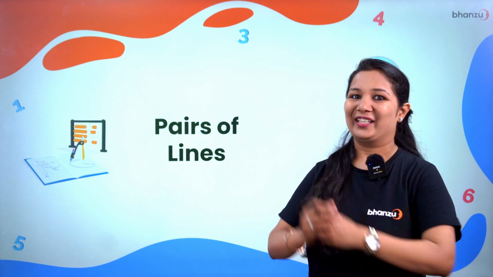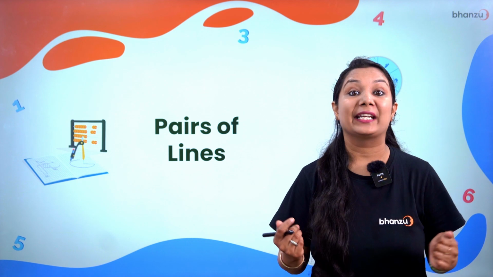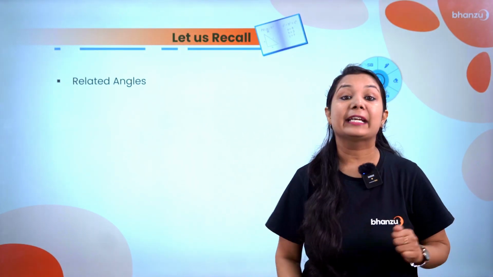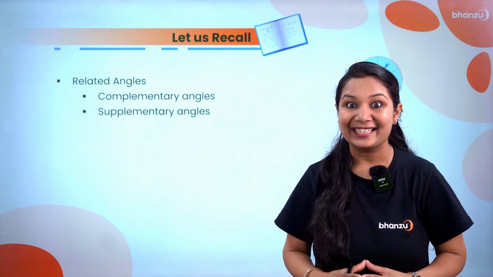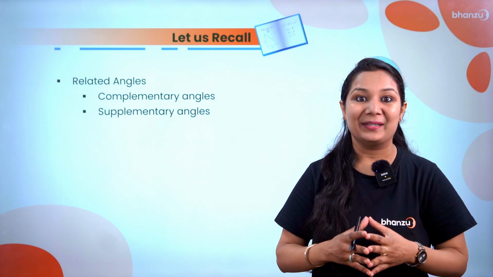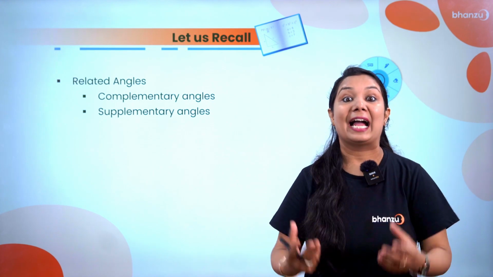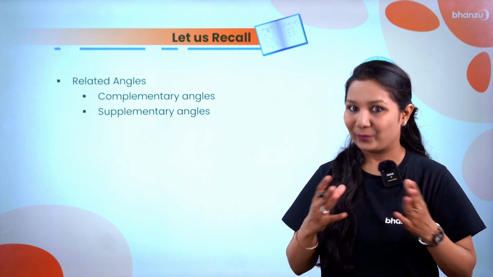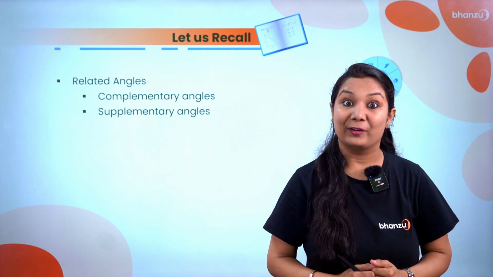But before we move ahead to this particular topic, let's have a quick recall of what we did in our previous session. We talked about related angles. Remember, complementary angles and supplementary angles. So what were complementary angles? Those angles whose sum is equal to 90 degrees. And what are supplementary angles? The angles whose measure sums to 180 degrees. Right? So this was all about complementary angles and supplementary angles.